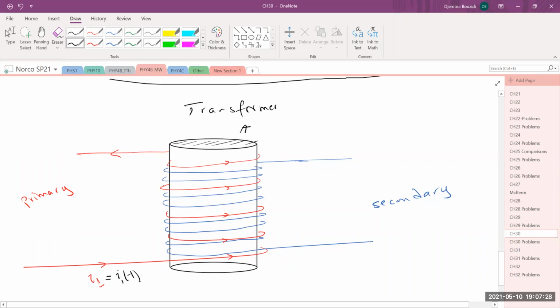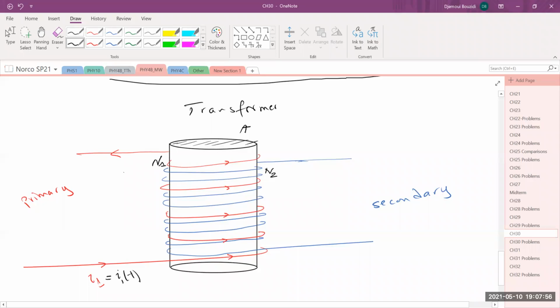I'm going to also call the number of turns in the primary N1. And the number of turns in the secondary is N2. You can clearly see that N2 is greater than N1. Usually it's the other way around. Usually N2 is less than N1, okay? And we'll talk about that. But it could also be that N1 is more than N2. So the number of turns in here, actual turns.